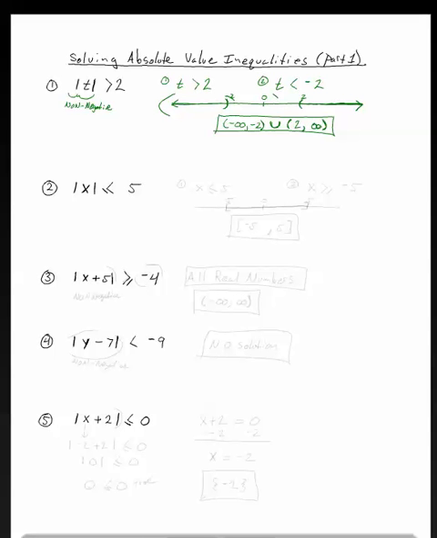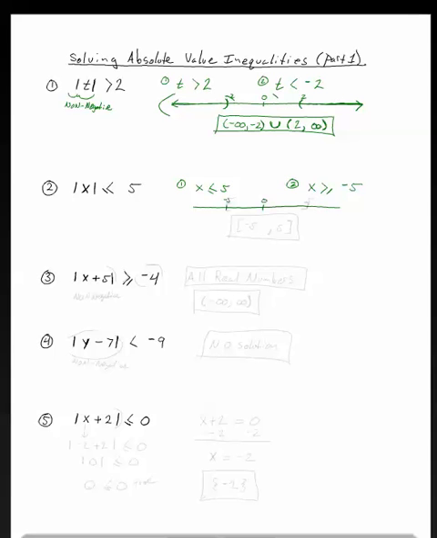Example number 2 is similar. My absolute value is isolated, and I think to myself, can I think of a non-negative number which is less than 5? Well, yes, I can. 4, 2, negative 10, any of those would be less than 5. So I set up my two inequalities. x is less than or equal to 5. And then the second one, x, flip my inequality, greater than or equal to, and change the sign of my number, negative 5. And then once again I will graph these two.